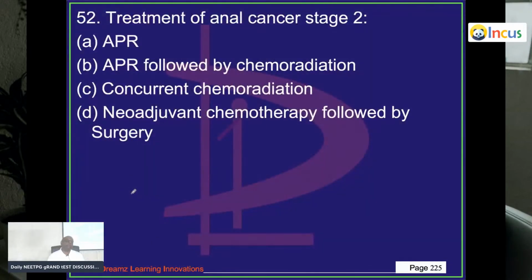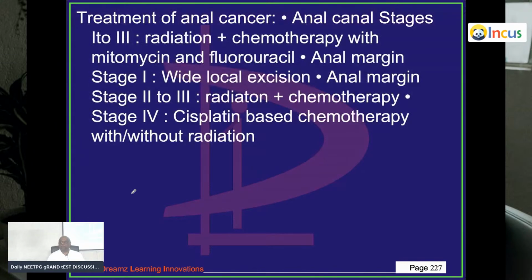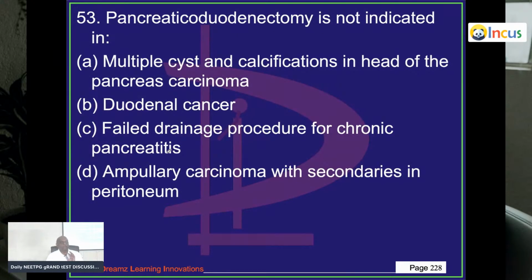Indu kaagudanu em ledhu endukante vallu they don't become symptom free. Treatment of anal cancer stage 2, concurrent chemoradiation. So you should know, stage 1 you do local excision plus anal margin. 2 to 3 radiation plus chemotherapy, chemoradiotherapy. Stage 4 is cisplatin based chemotherapy with or without radiation. Colorectal cancer, anal cancer, compulsory.